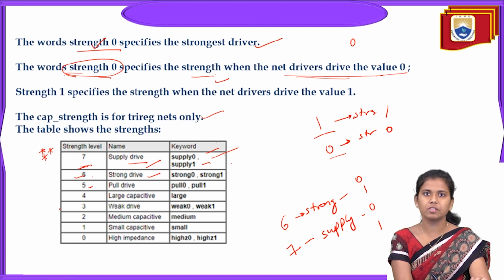Coming to 5: if the strength level is 5, then the name we give is pull drive. That particular net is called a pull drive.